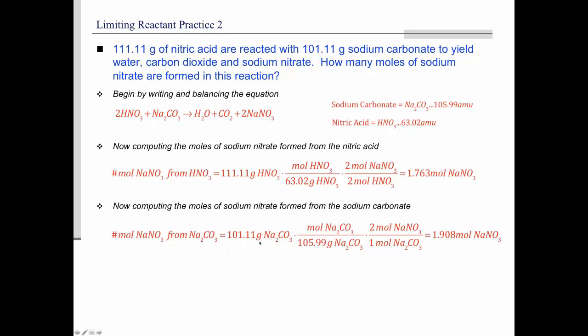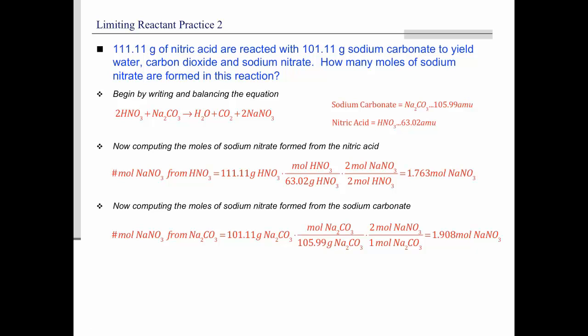So here we go, sodium nitrate from the sodium carbonate. We've got 101.11 grams of this stuff. Convert it to moles using the molecular mass, which I get from the periodic table. Use the balanced reaction to convert from moles of sodium carbonate to moles of sodium nitrate, and I find I can make 1.908 moles of sodium nitrate.